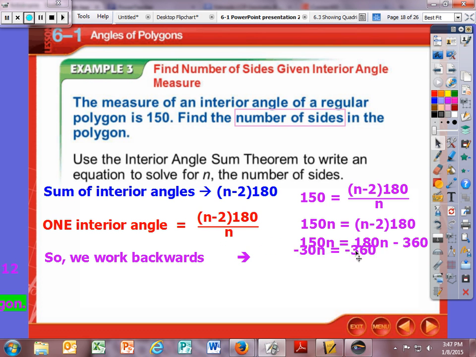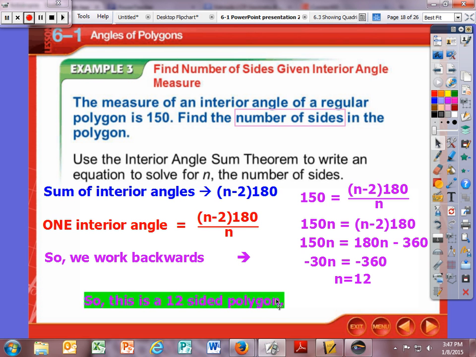Next step, I'm going to subtract the 180n on both sides, because I'm trying to get my n on one side. So to do that, I subtracted the 180n. I got negative 30n is equal to negative 360. And then last but not least, I'm going to divide by negative 30, and n is 12. So your final answer, this polygon has 12 sides.